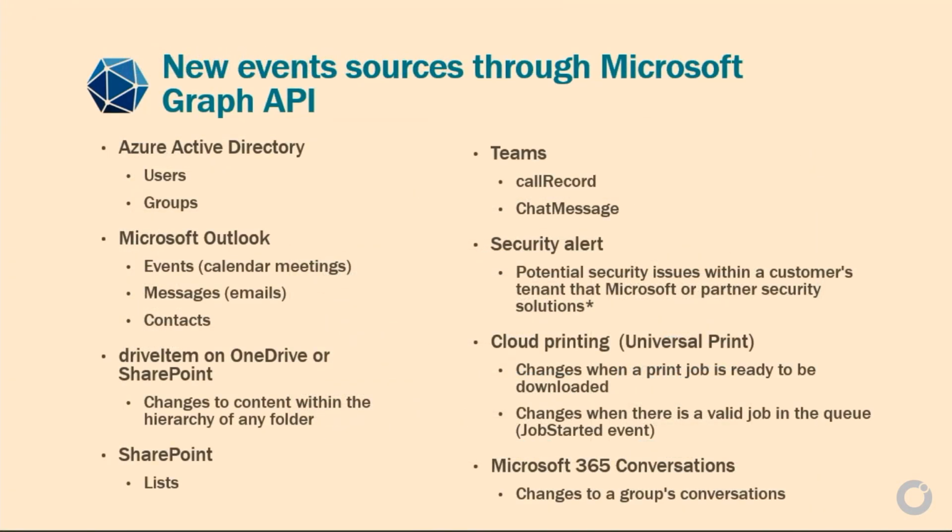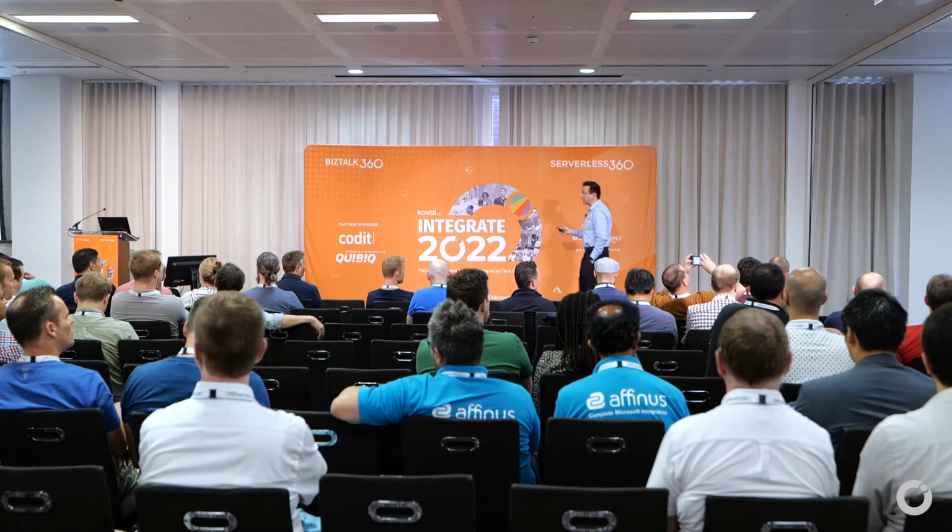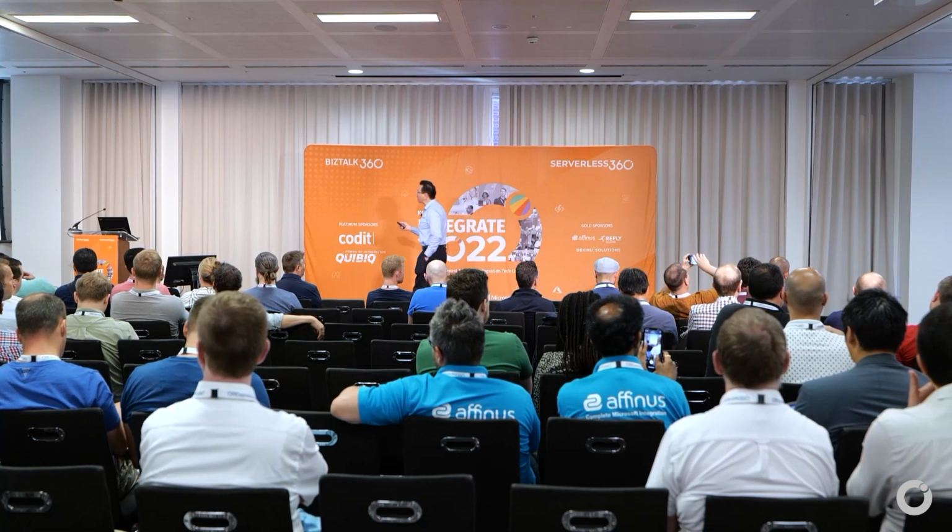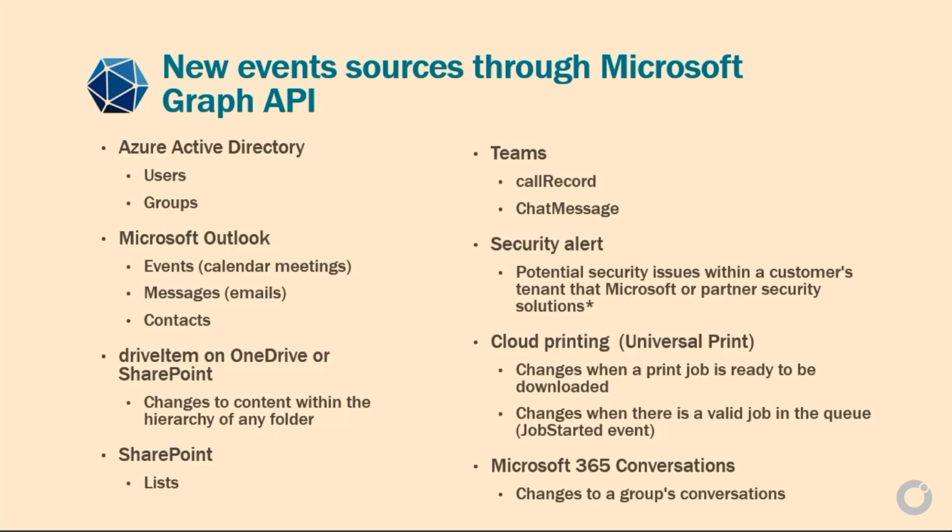Last Thursday, we released support for new event sources through our integration with Microsoft Graph API. Now you're able to subscribe to all these resources. There are resources for Outlook, SharePoint, Teams, Azure Active Directory, cloud printing, Microsoft Conversations, and security alerts. This is something that we expect is going to get some traction. I mean, you're going to start using that.